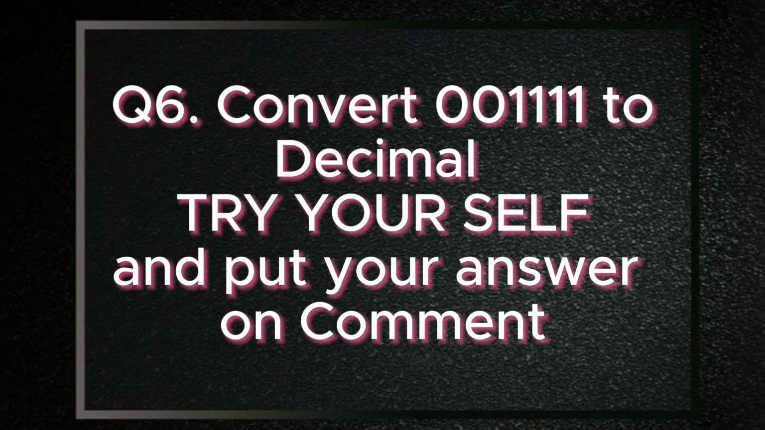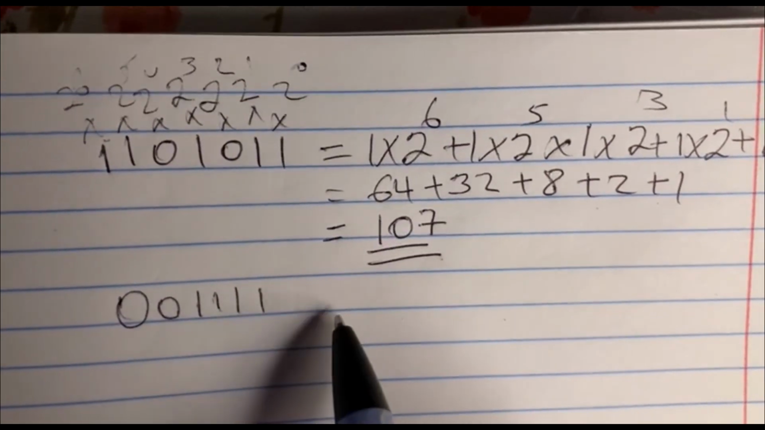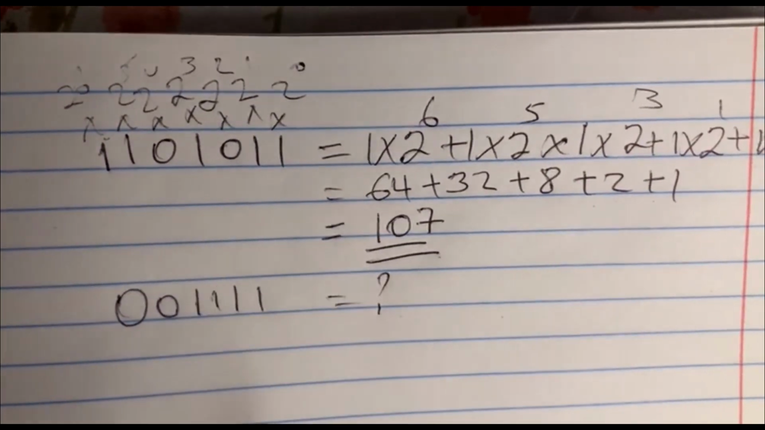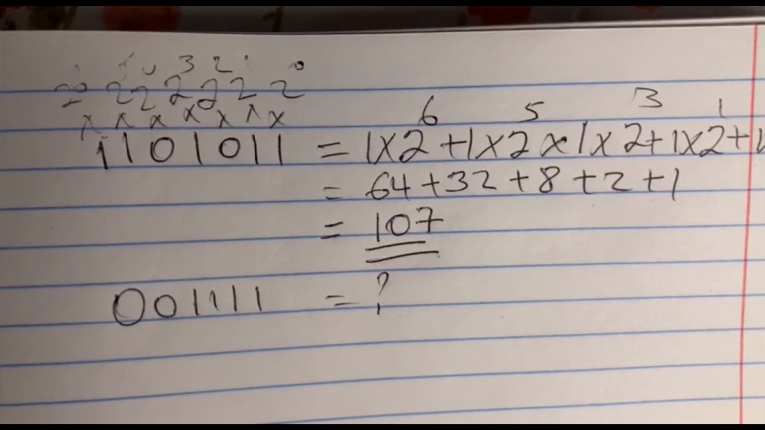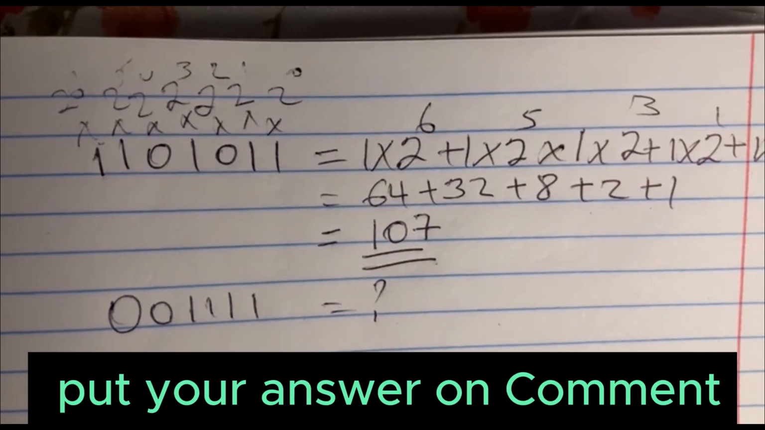Okay, so we'll continue or do this one. 0 0 1 1 1 1. So what will be this one? So I want the answer for this on the comment side.